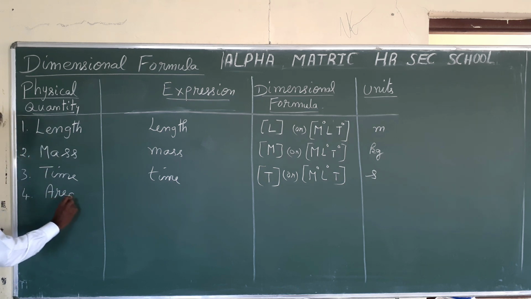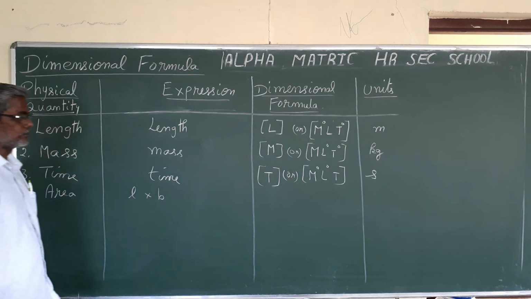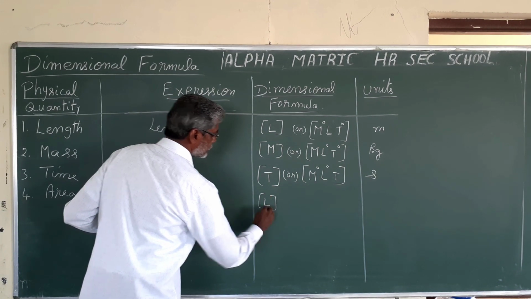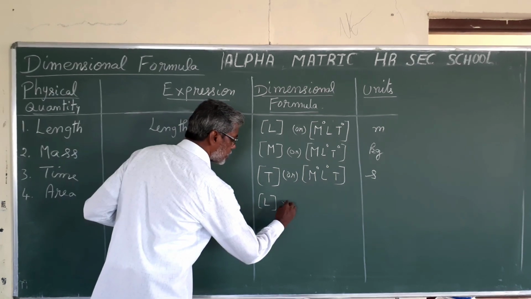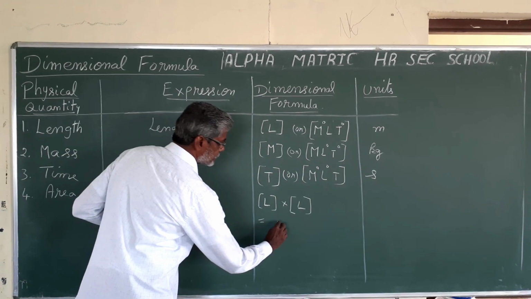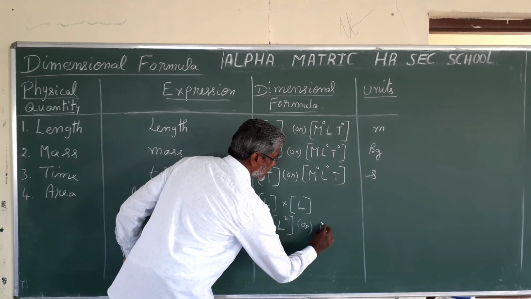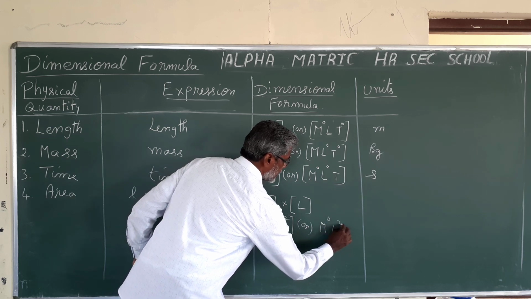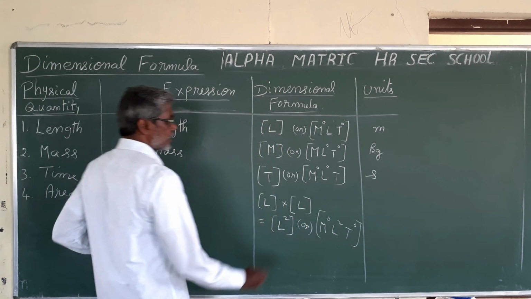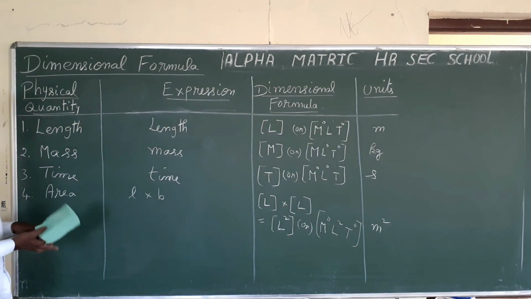Next I can go for area. What is the expression for the area of a rectangle? Length into breadth. What is the dimension for length? L. For breadth also, the same dimension. What is the answer now? L and L? L square. So I can rewrite it in the form of M0 L square T0. What is the unit for area? Meter square. Understood?